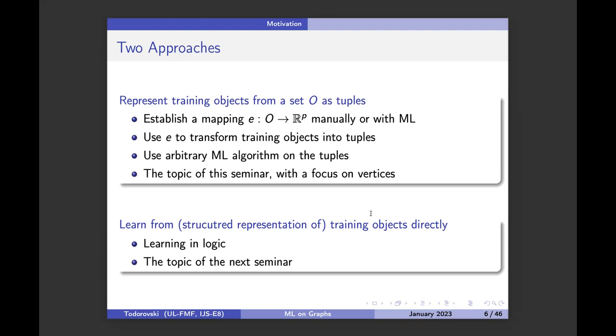Okay, so next week, at the next seminar, we will see an alternative approach. We will say, well, no, I don't want to establish an additional mapping, but I would like to train my model directly on the graph. But in order to do so, I have to go to a more general approach, which would allow me to learn from structured representations. Typically, I would go to learning in logic, and that would be the topic of the next seminar, where those approaches are capable of learning not from tuples only, but also from structured training objects. Okay, but that's for next week.